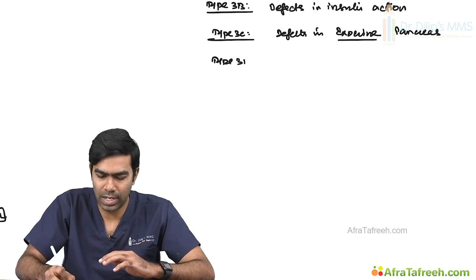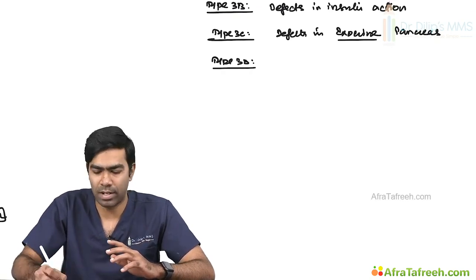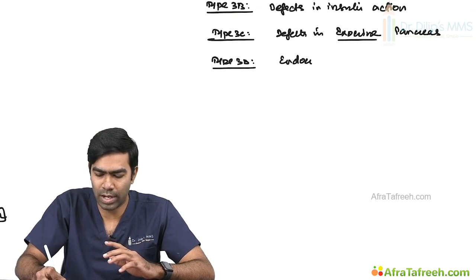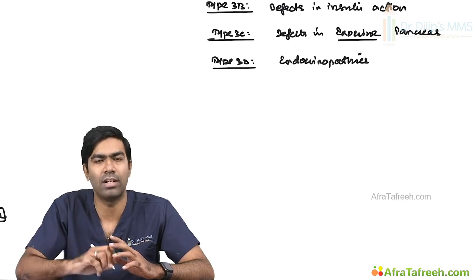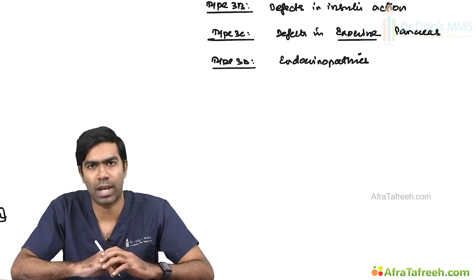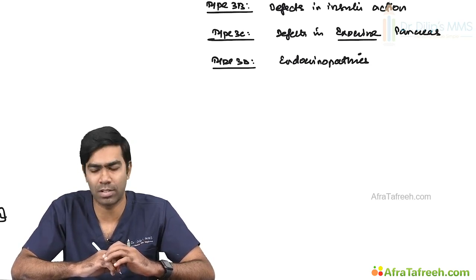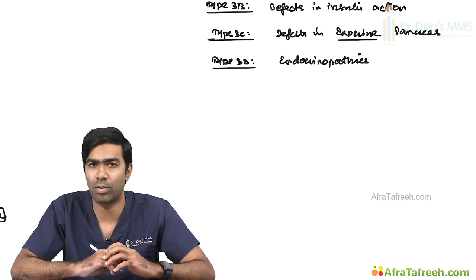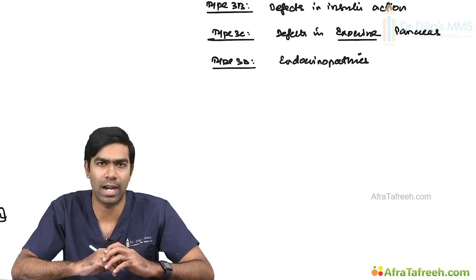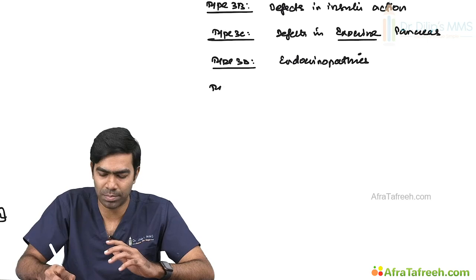And we have a type 3D diabetes mellitus, otherwise referred to as endocrine diabetes, where certain endocrinopathies, apart from problems in insulin, can result in diabetes mellitus. Like glucagonoma can produce diabetes, Cushing syndrome can produce diabetes, hyperthyroidism itself can produce diabetes, pheochromocytoma can produce diabetes mellitus. So somatostatinoma can produce diabetes. So certain endocrinopathies can result in diabetes, again which we'll be seeing subsequently.